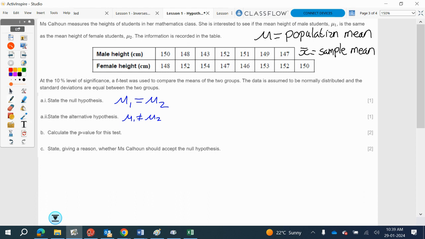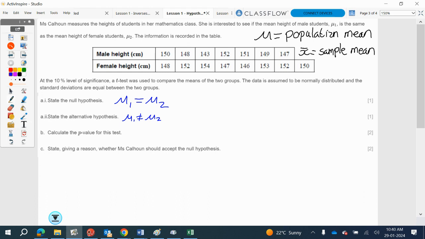So listen carefully. The mean height of the population of male students is the same as the mean height of the population of female students. So we don't write independence. This is not a test for independence. Only in the chi-square test for independence do we use the phrase independent of. So we say it's the same as.